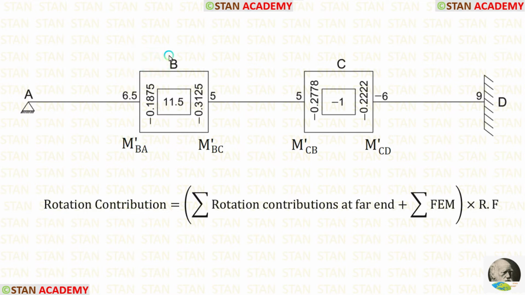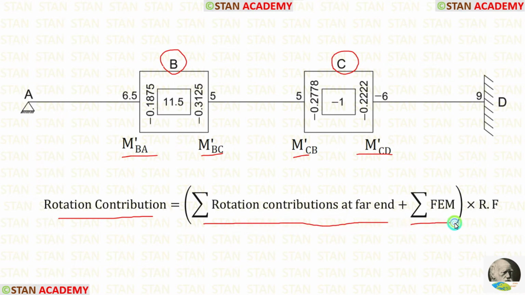In Kani's method, we have to find the rotation contribution in the joints. Here there are two joints, joint B and joint C. In the joint B, there are two rotation contributions, M-BA and M-BC. In the joint C also, there are two rotation contributions, M-CB and M-CD. Let us see the formula to calculate the rotation contribution. Summation of rotation contributions at far end plus summation of fixed end moments into rotation factor.